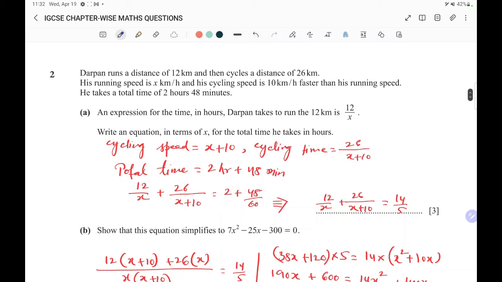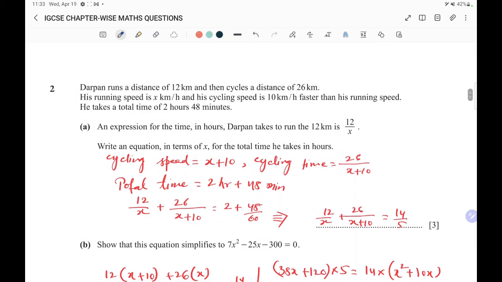Now come to the second question. Darpan runs a distance of 12 kilometers and then cycles a distance of 26 kilometers. His running speed is x kilometers per hour and his cycling speed is 10 kilometers per hour faster than his running speed. He takes a total time of 2 hours 48 minutes. An expression for the time in hours Darpan takes to run 12 kilometers is 12 over x. Write an equation in terms of x for the total time he takes in hours.